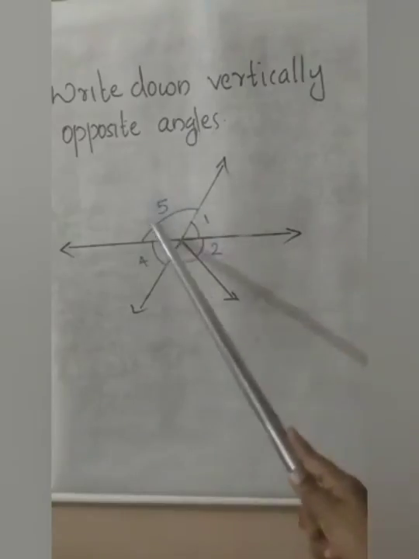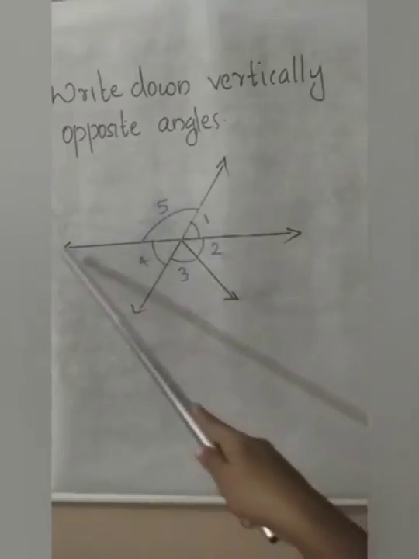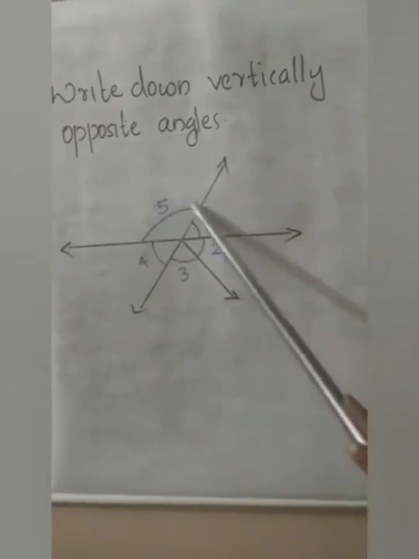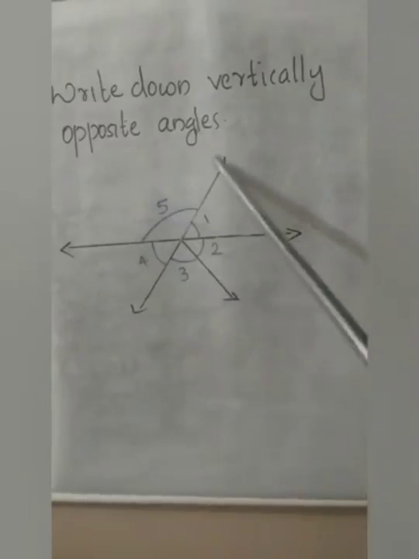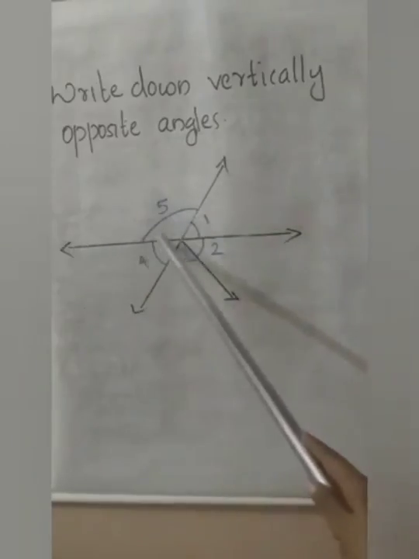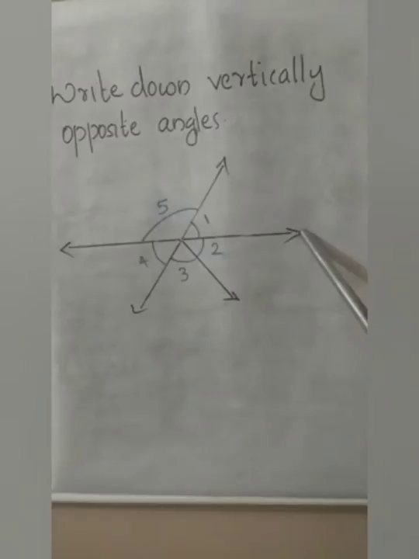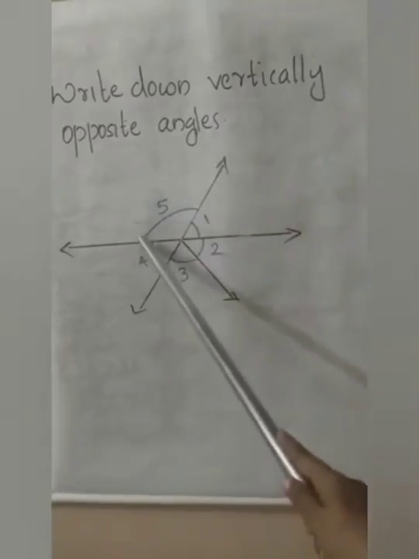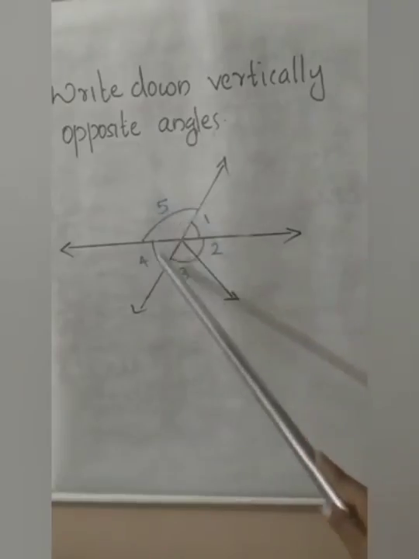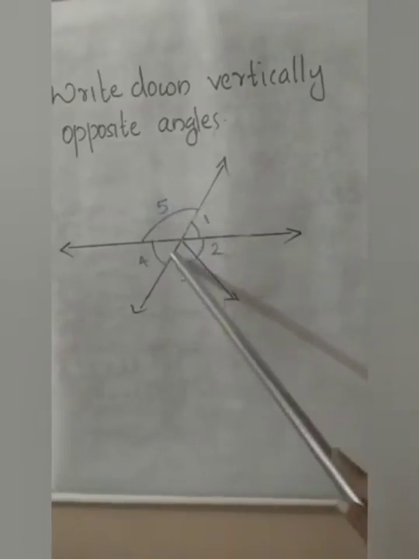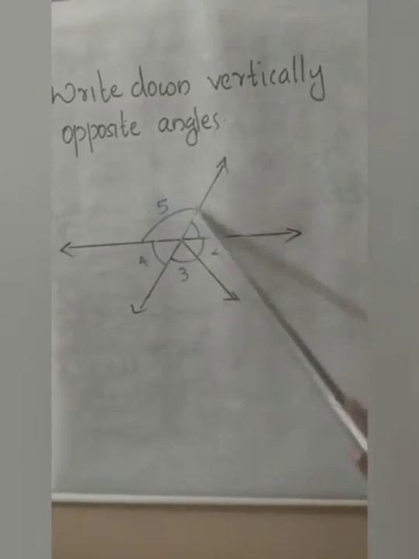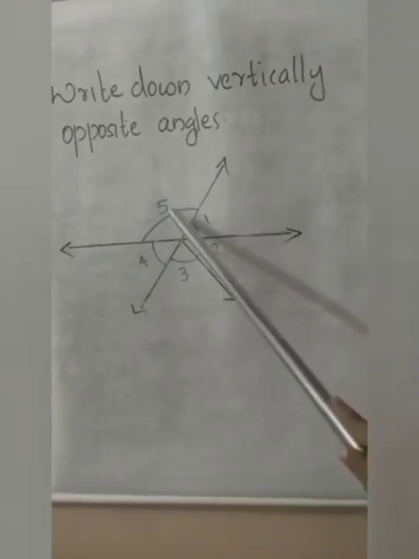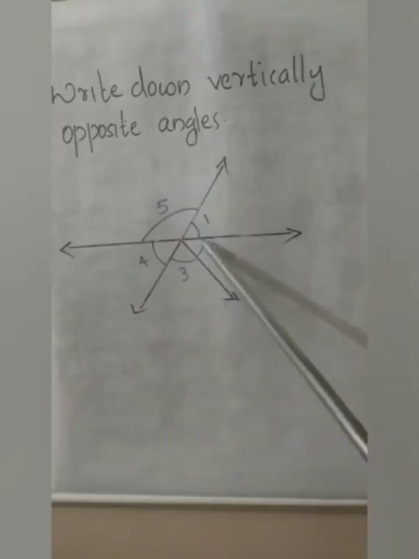Now take the case of angle 5. Which is angle 5? This is angle 5, this part. So what is its vertically opposite angle? This line is the extension here, and this line is the extension here. So the vertically opposite angle of 5 is this full angle. These two are the angles, so the vertically opposite angles are 2 and 3.